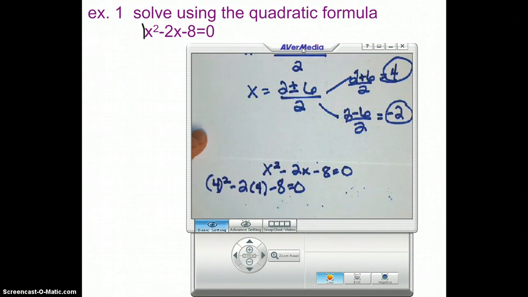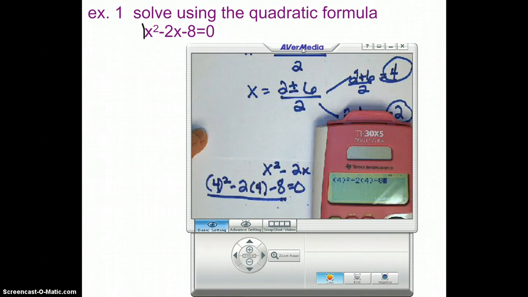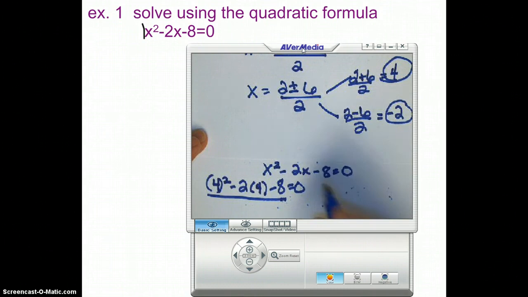And if I do that, I want to put this right in my calculator. So I'm going to pull down my calculator right now. Parentheses 4 squared minus 2 parentheses 4 minus 8. So I'm actually typing the whole thing in, and I hit enter, and it equals 0. So that means that this answer checks out. So x equals 4 is absolutely one of the answers that we have.